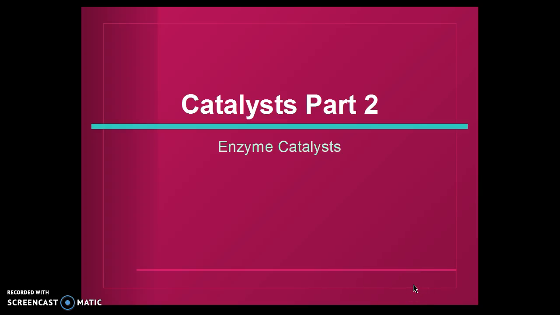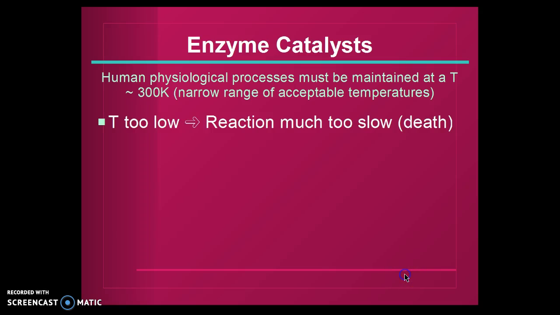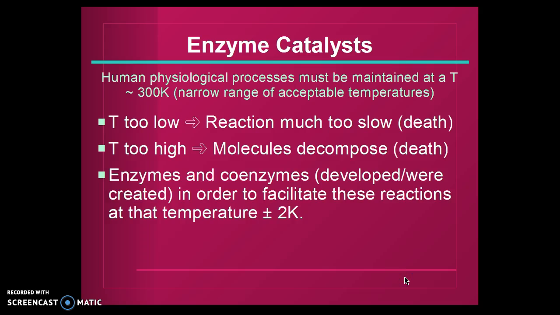This is part 2 of my series on catalysts, talking about enzyme catalysts. Now, human physiological processes have to be maintained at a very narrow temperature range. If the temperature is too low, below 300 Kelvin, the reaction is too slow, and that leads, of course, to death. If the temperature is too high, the molecules begin to decompose, and that, of course, also leads to death.